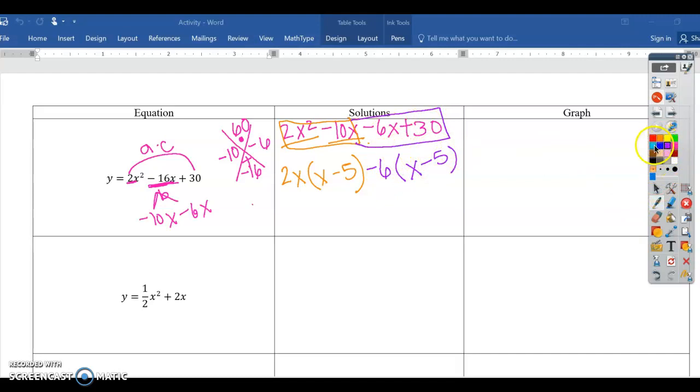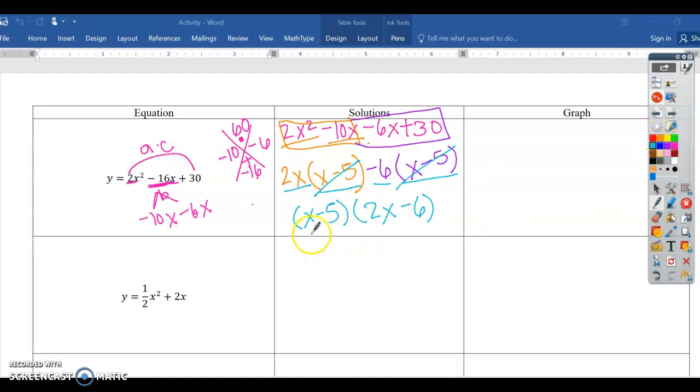Okay? So now what I'm going to do next is you should notice that what's inside of the parentheses is the same. So I'm going to factor that out to get x minus 5. So I factor it out. What am I left with? 2x minus 6. And those are your two factors. So that's what you should have gotten if you did guess and check.